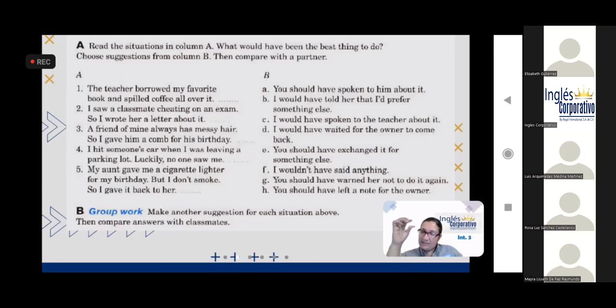A classmate will probably... what is spoken. Maybe the number three. Number three. What letter? I will have spoken. Letter E is number one. Letter E. You should have exchanged.